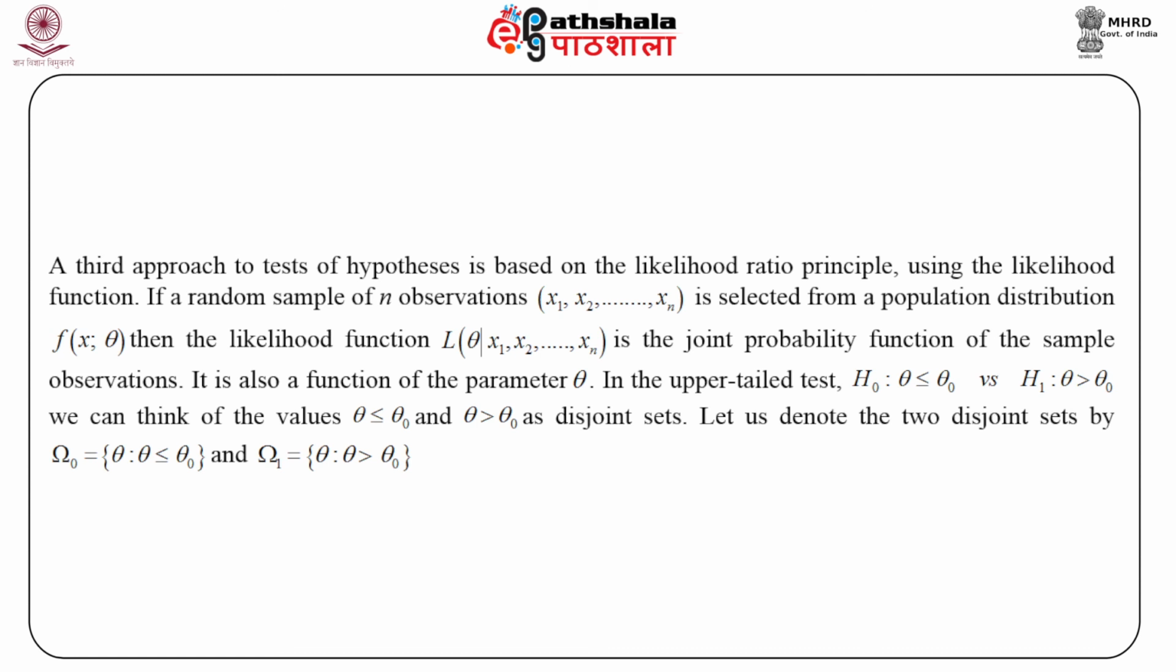In the upper tail test, where H0 is theta less than or equal to theta 0 versus the alternative hypothesis theta greater than theta 0, we can think of the values theta less than or equal to theta 0 and theta greater than theta 0 as two disjoint sets. So let us denote the two disjoint sets by, say, phi 0, where theta is less than or equal to theta 0, and phi 1, where theta is greater than theta 0.